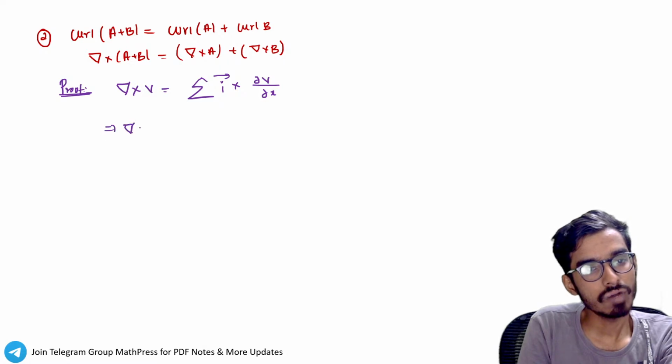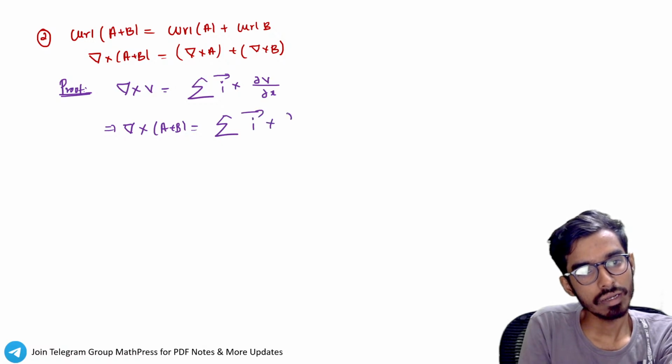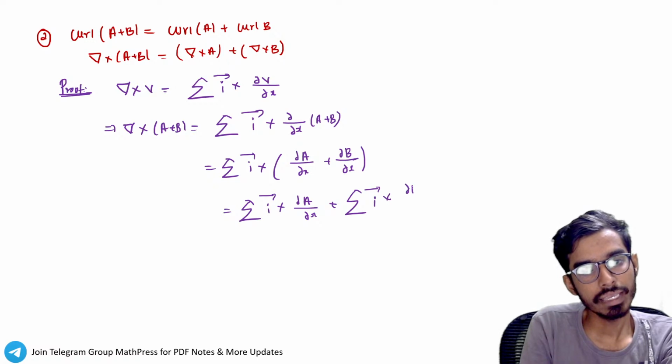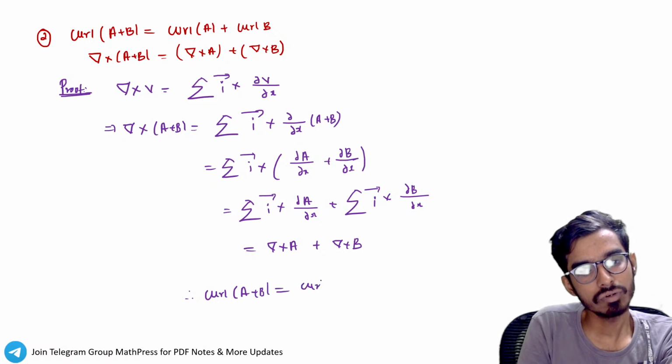Now this implies what about del cross (a plus b)? Replace b by a plus b. This will be summation i vector cross dou a by dou x plus dou b by dou x. This will be summation i cross dou a by dou x plus summation i cross dou b by dou x. This is nothing but curl of a, and this is nothing but curl of b, right? So therefore curl of a plus b is equal to curl a plus curl b.